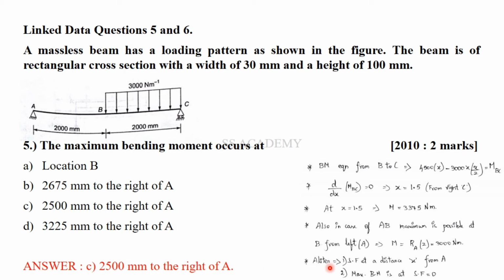Another way of solving this is find the shear force at a distance x from A. From A, determine the shear force equation, and maximum bending moment occurs where shear force is 0. Just by equating that shear force equation to 0, you can get the maximum bending moment occurring point, and this method of solving is explained in most of the books. So consider both the options and try solving using this, and try drawing free body diagram and solving this.